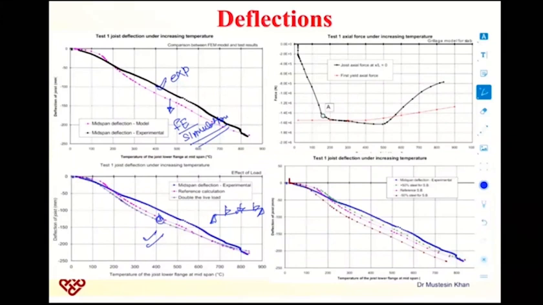Similarly, they also conducted this simulation by reducing the strength of steel by half, as you can see here. 50% less steel, 50% more steel. These three graphs: the purple one is exactly the same steel as in the experiments, the green one is 50% more, and this one is 50% less steel than that of the experiment. And they are also not affecting the behavior of this beam significantly. They are also giving a similar kind of temperature deflection behavior.